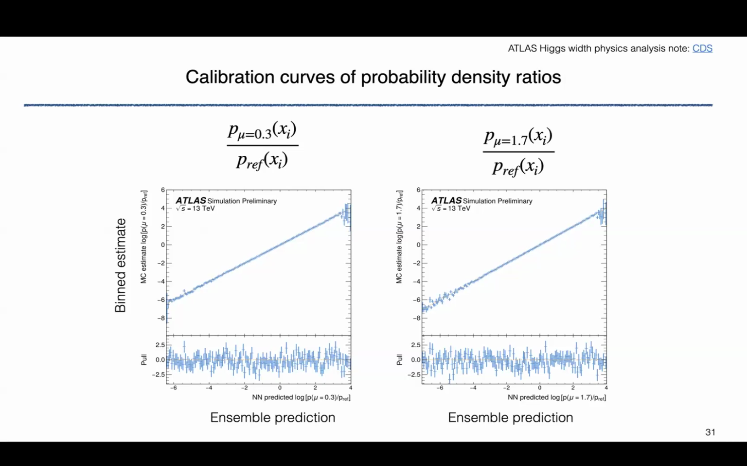So you'll see a y equals x diagonal line, which is what we see. This is not trivial to get. If you just train a classifier and you try to do this, you'll see a weird S-shaped curve. So yeah, we had to really optimize the networks to get this nice diagonal line.